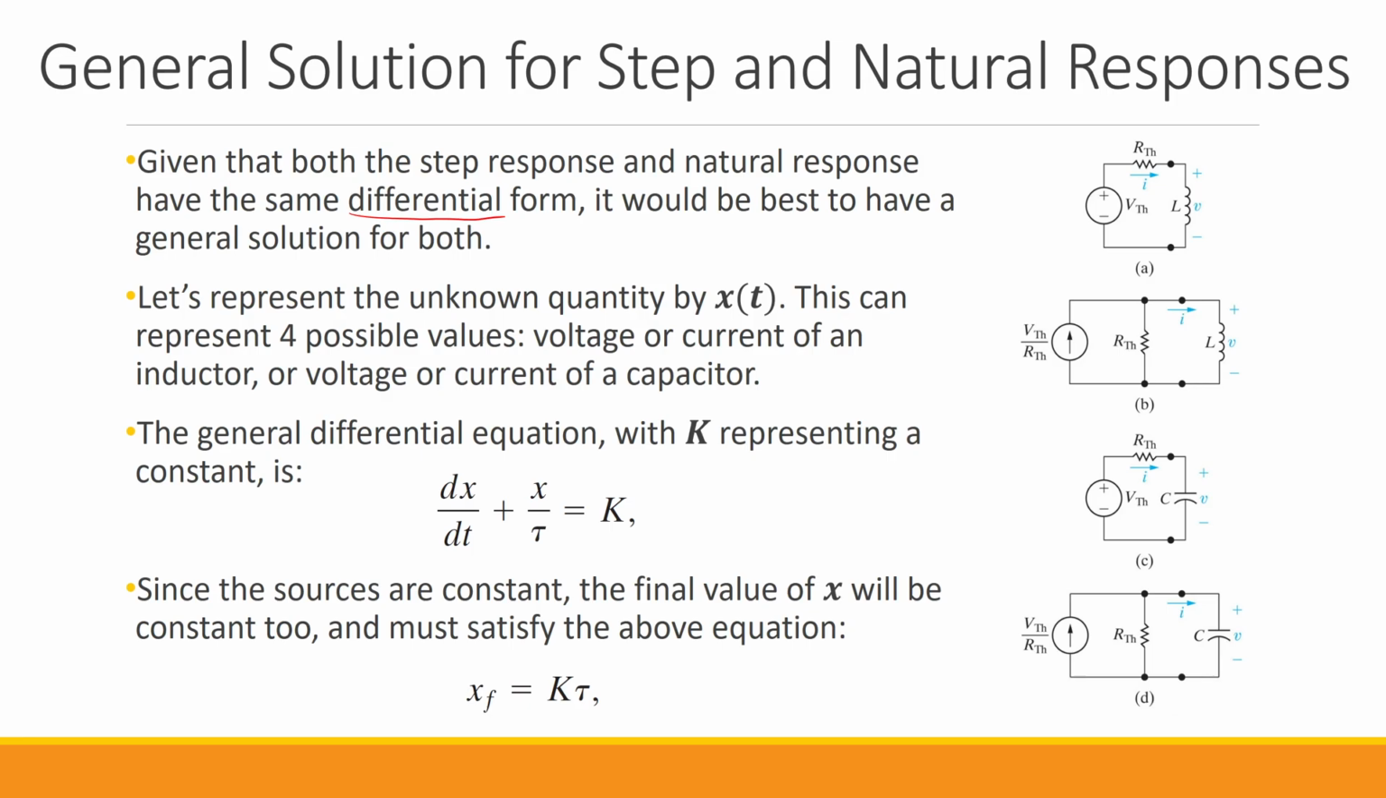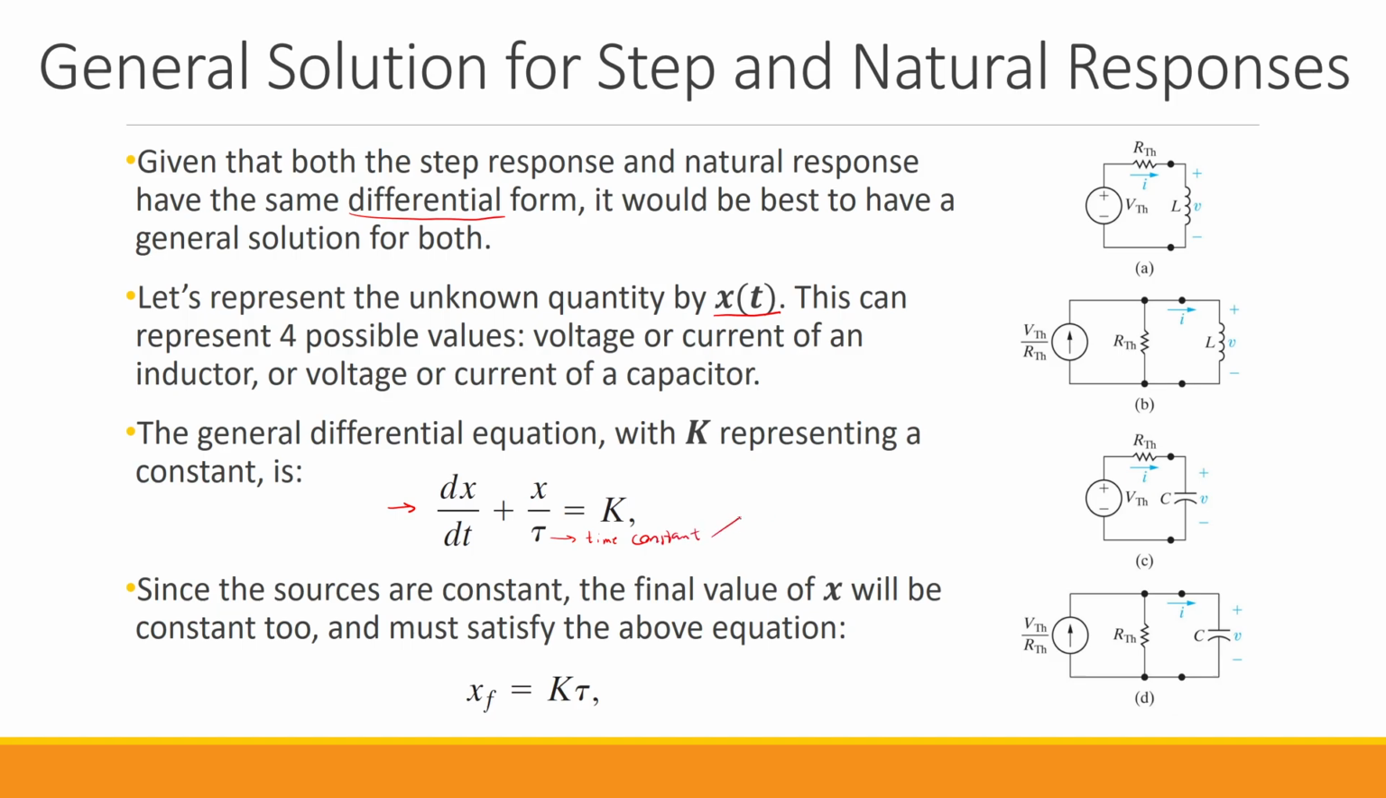To achieve that general solution, let's just represent the unknown quantity by x(t), or x of t. This can represent four possible values: either the voltage of an inductor, the current of an inductor, or the voltage or current of a capacitor. So the general first order differential equation, with k representing a constant, looks like this: dx over dt plus x over tau equals k. And you know that tau is the time constant.